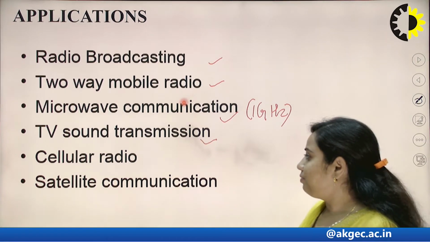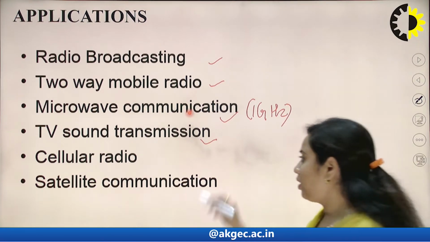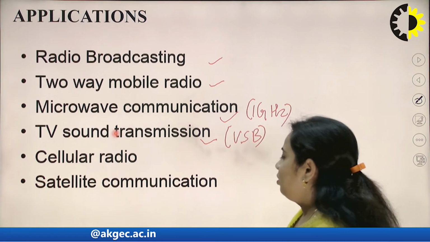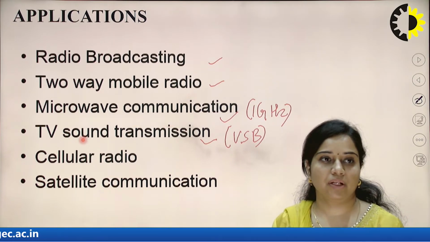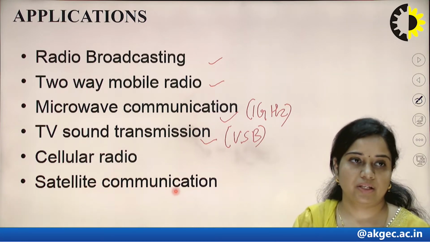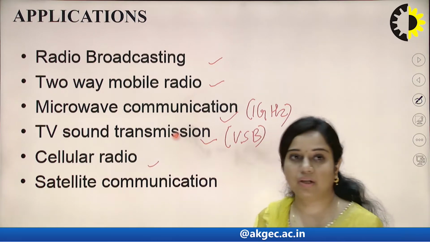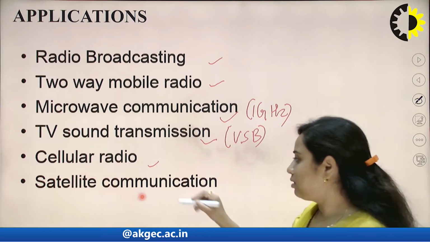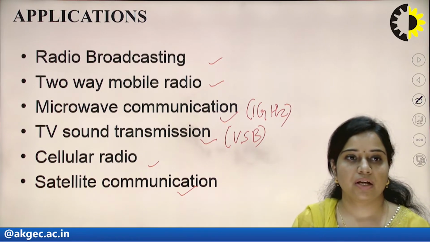Next is TV sound transmission. In this case we use vestigial sideband, a kind of modulation that we have already learnt in unit one, whose bandwidth lies between DSB-SC and SSB. Next is cellular radio, which is related to cell phones. Next is satellite communication, where the communication is done using satellites.